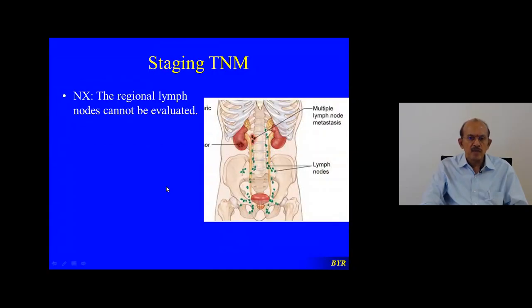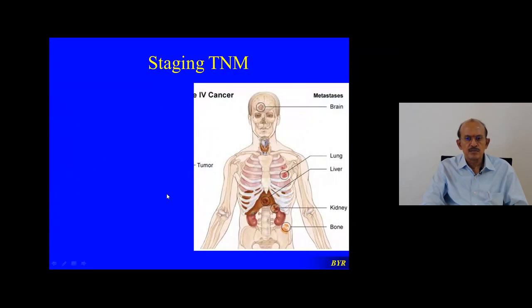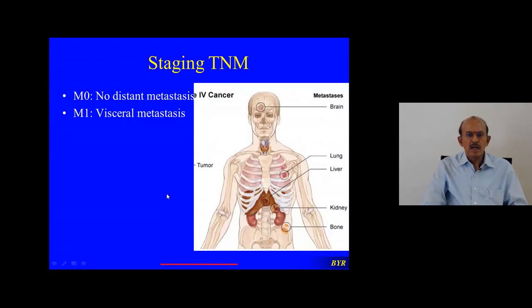Then N staging. NX, the regional lymph nodes cannot be evaluated. N0, the cancer has not spread to the regional lymph nodes. N1, the cancer has spread to the regional lymph nodes. The para-aortic lymph nodes at the hilum of the kidney are usually the ones involved. M staging. M0, no distant metastasis. M1, visceral metastasis, so it can be to the liver, lungs, bones.